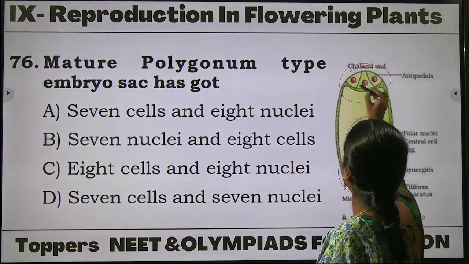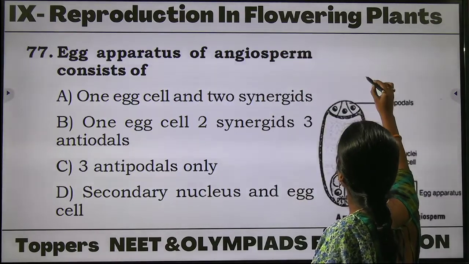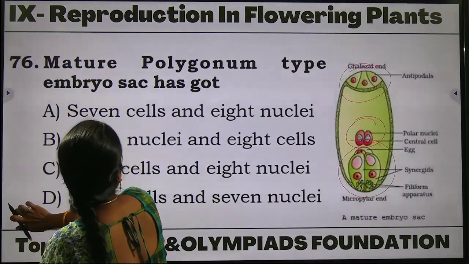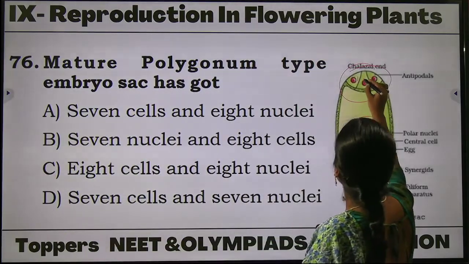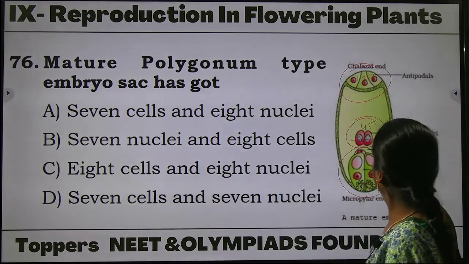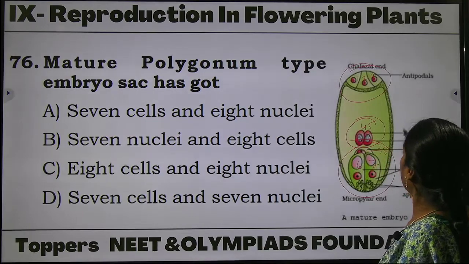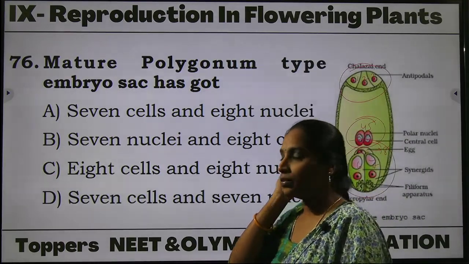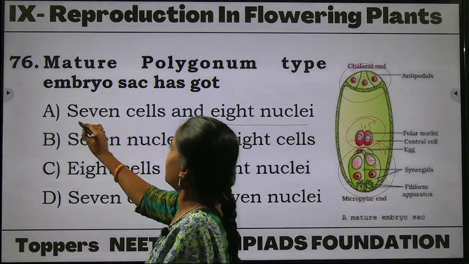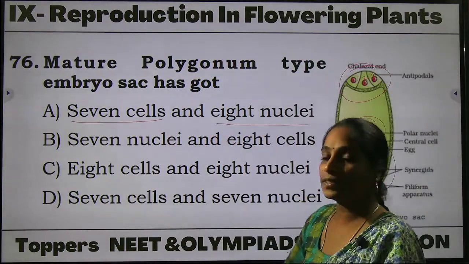Okay, but coming to nuclei, let us count. 1, 2, 3, 4 and 5, 6, 7 and 8. How many nuclei? Nuclei will be 8 in count. Yes. And cells will be 7. Okay. So by the first option only we got to know that yes, option A is the correct one.